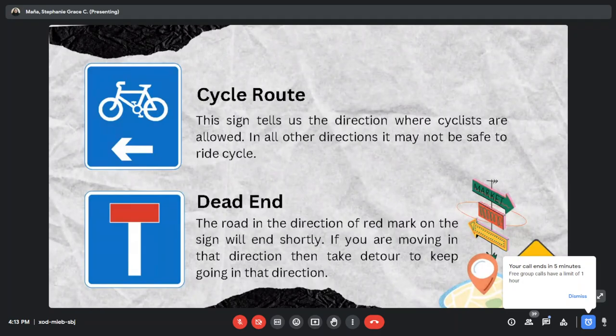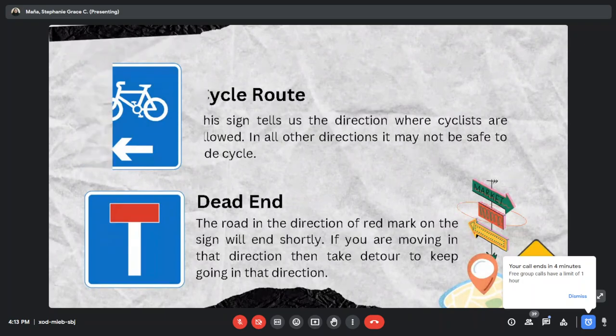The road in the direction of the red mark on the sign will end shortly. If you are moving in that direction, then take a detour to keep going in that direction. So dead end means there is no more road ahead, so you should take a detour. So next po.